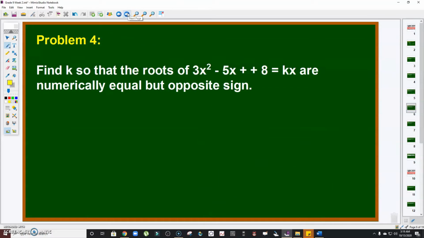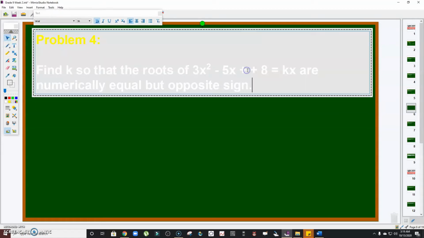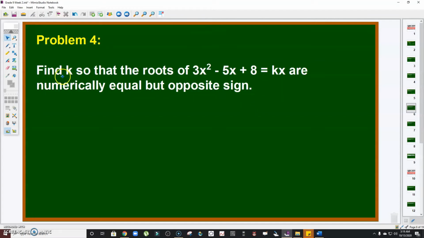Find k so that the roots of 3x squared minus 5x, plus 8. Alright, so let me change this. Okay, once again, let me read again. So, find k so that the roots of 3x squared minus 5x plus 8 equals kx are numerically equal but opposite sign. So, take note. Yung roots natin, numerically equal, opposite sign. So, ano ibig sabihin nun? One is r, the other is negative r. They are numerically equal but opposite sign. Halimbawa, if r is 5, the other one is negative 5. If 1 is 11, the other one is negative 11.